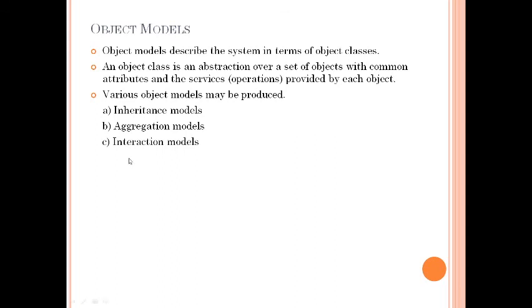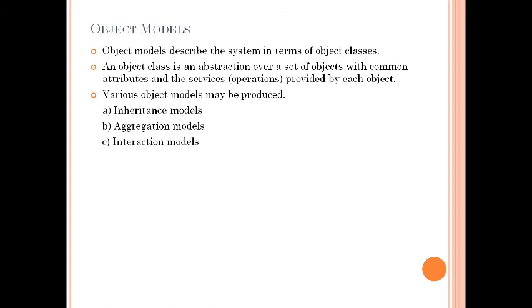The third one is the interaction model. As I already told, multiple objects will be there, working together to execute a common system. The requirements may be executed in such a way that multiple objects have to be created and they need to work together. That is what happens in the interaction model.